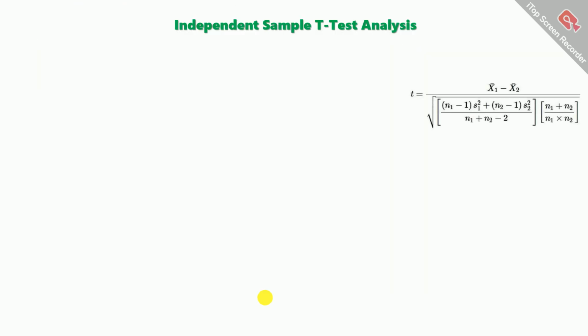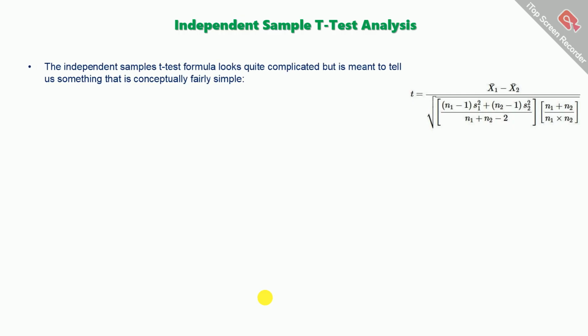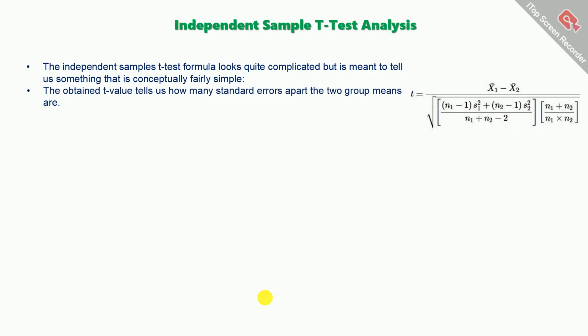In order to use this formula, let me explain. This is the formula for independent sample t-test, where the numerator is the difference between the sample means of two independent groups. The formula looks very complicated, but it is meant to tell us something very simple. The obtained t-value tells us how many standard errors apart the two group means are.